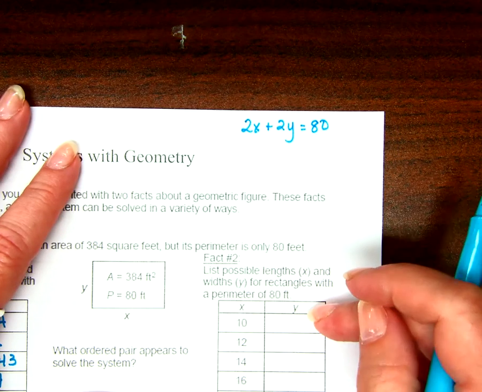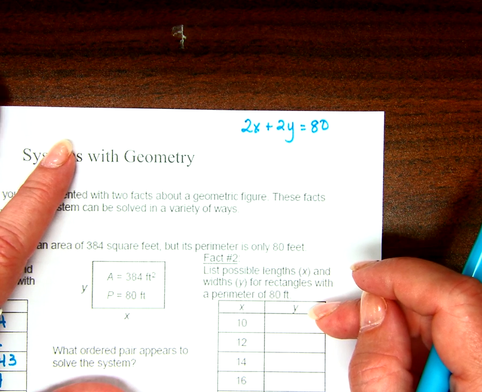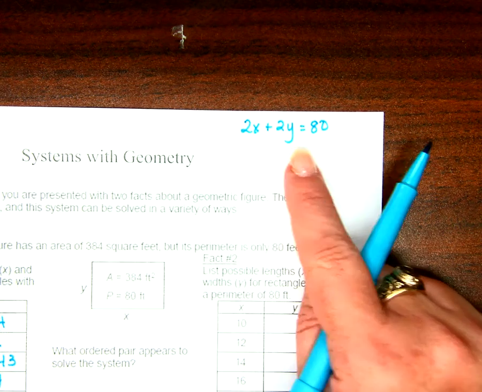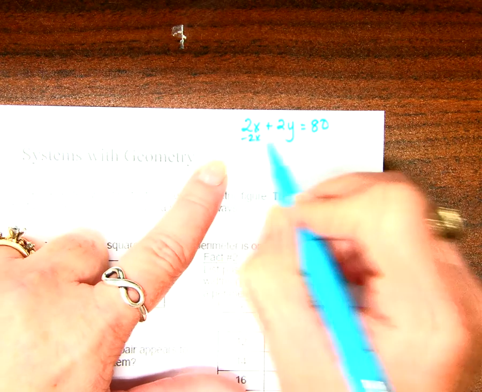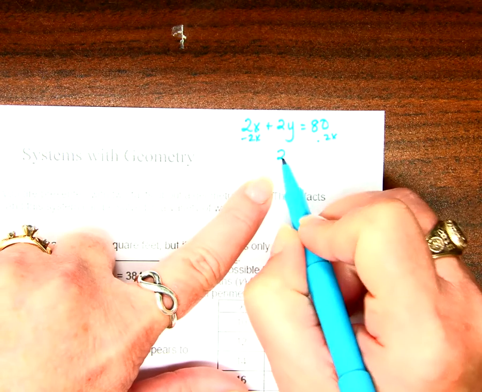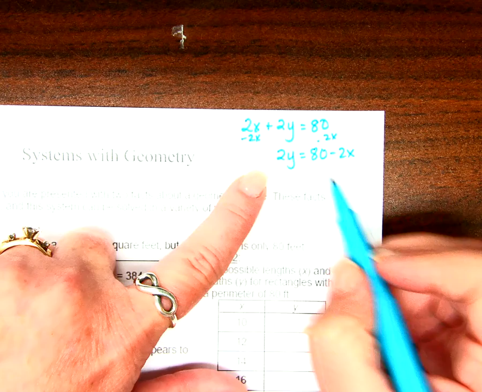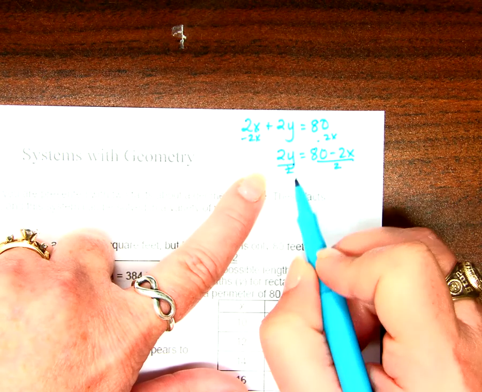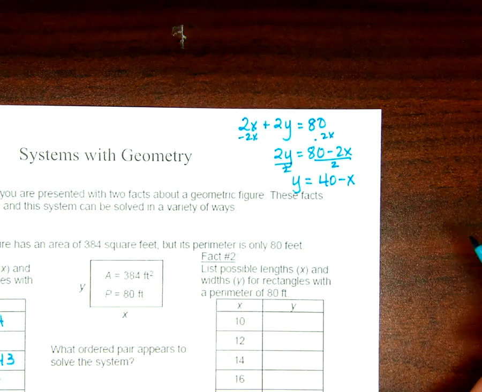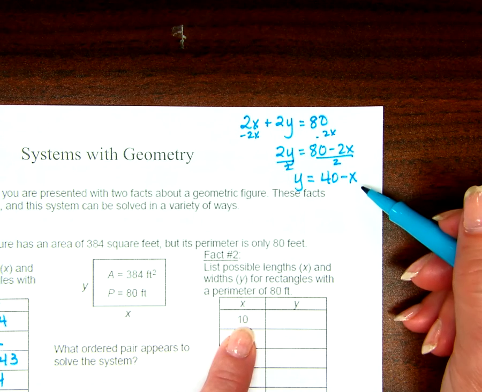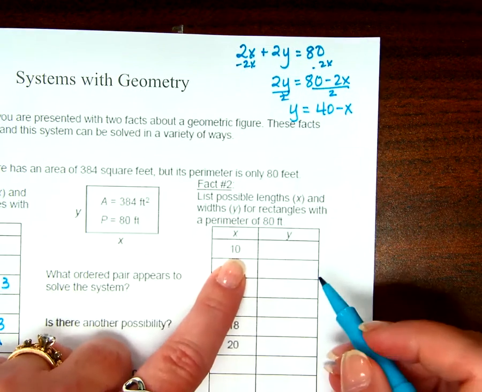But we're trying to find y. How could we do that? If I'm trying to solve this for y, what do you want to do first? Minus 2x from both sides. 2y equals 80 minus 2x. Divide everything by 2. So if I know x, what am I doing with it to find y? Subtracting it from 40.